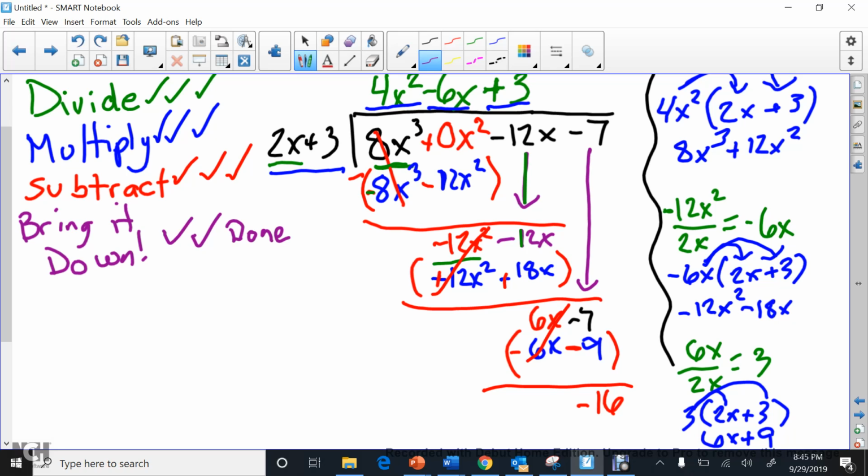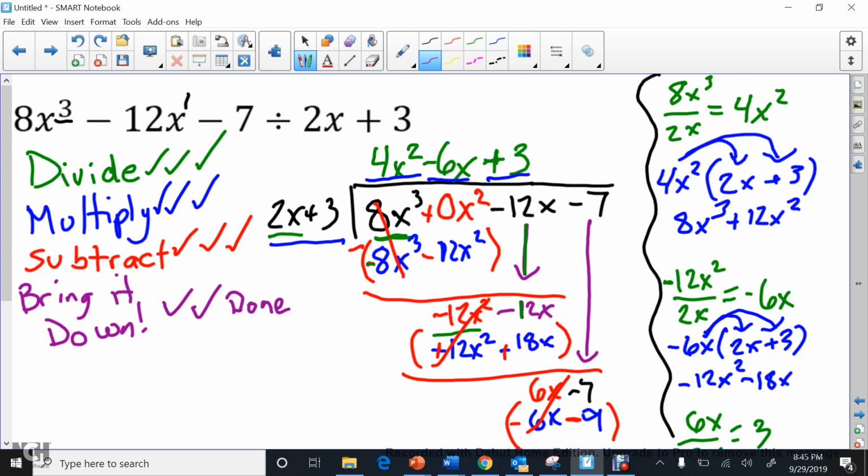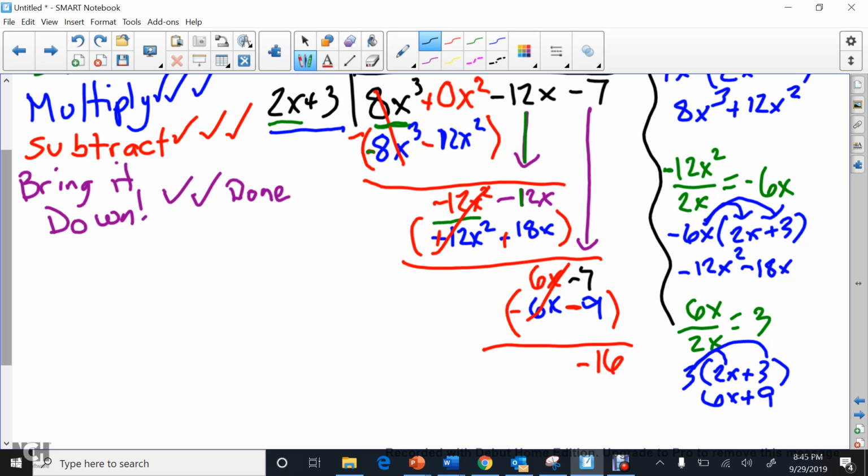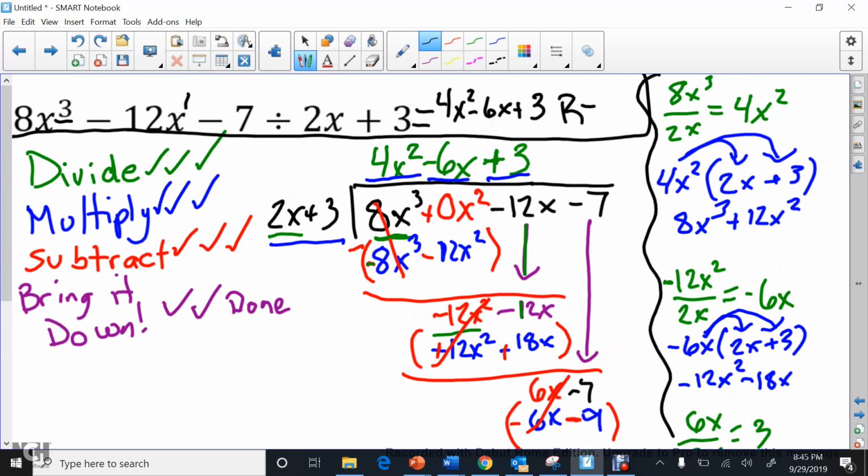What I figured out is that 8x cubed minus 12x minus 7 divided by 2x plus 3 is equal to 4x squared minus 6x plus 3 with a remainder of, it looks like, negative 16. At this point, we have finished the problem.